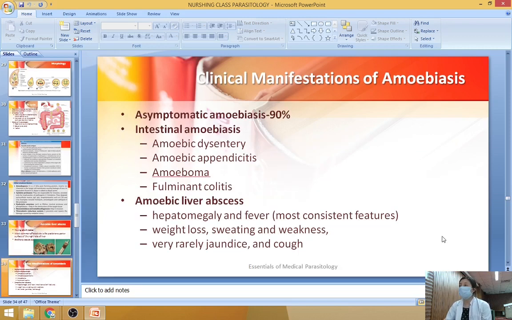Then the clinical manifestations of amoebiasis. Asymptomatic amoebiasis is 90%, meaning most of them will be asymptomatic. Intestinal amoebiasis gives rise to amoebic dysentery, amoebic appendicitis, amoeboma, fulminant colitis. Amoebic liver abscess: hepatomegaly and fever. The most consistent features are weight loss, sweating, and weakness. Then very rarely jaundice and cough.